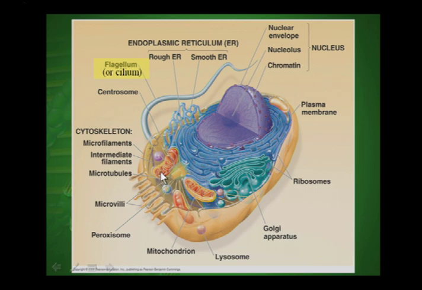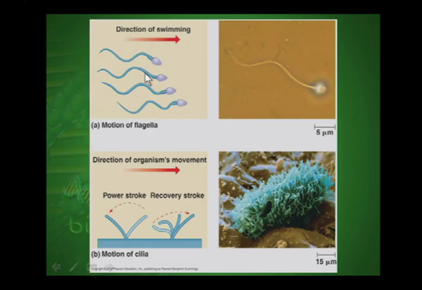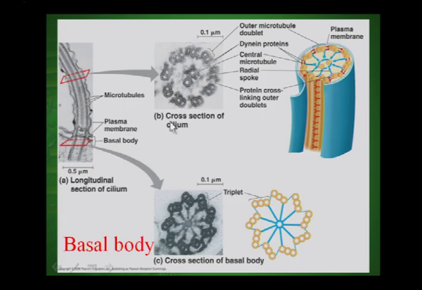And then the flagellum or cilium is a mode of movement. And so flagella and cilia have the same internal structure. It's just that if it's a long structure, if it's whip-like, it's a flagellum. If it's more hair-like, it's called a cilium. And so again, these would be examples of flagella. Here would be the cilia. And in cross-section, they're identical.